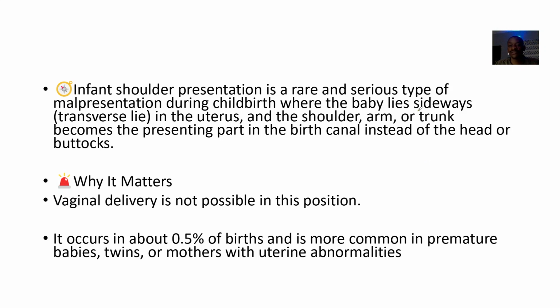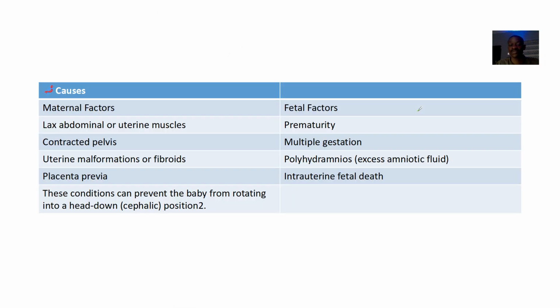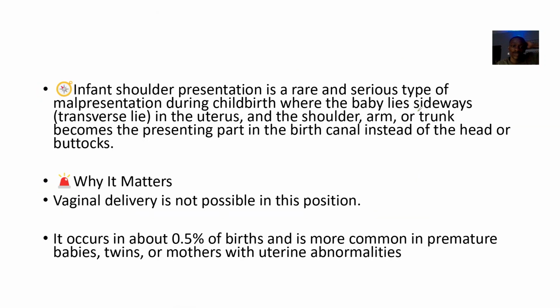So it's a serious type of malpresentation during childbirth. The baby is not presenting how it is supposed to present. The baby is supposed to present with the head, you know. So this is where the baby lies sideways in the uterus, and the shoulder, the arm or trunk becomes the presenting part in the birth canal instead of the head and the buttocks. Why it matters is that vaginal delivery is not possible in this position.